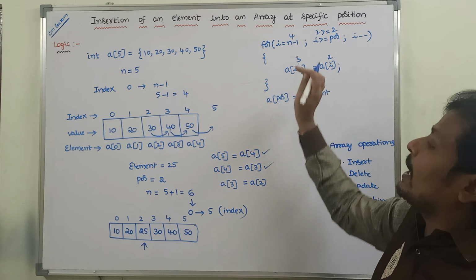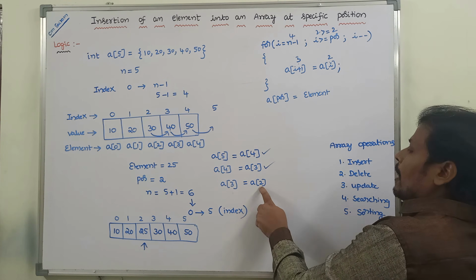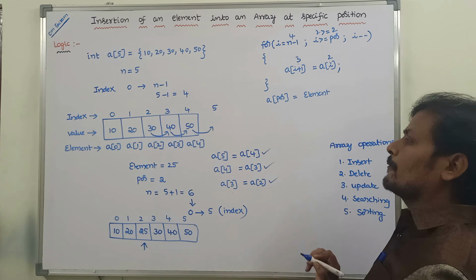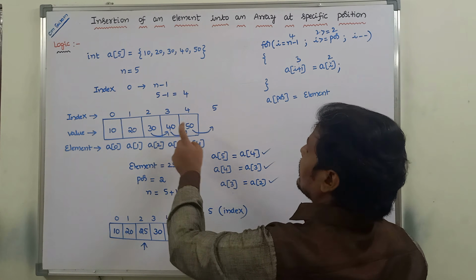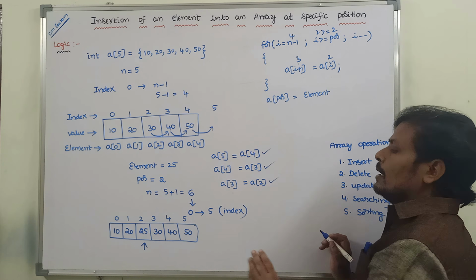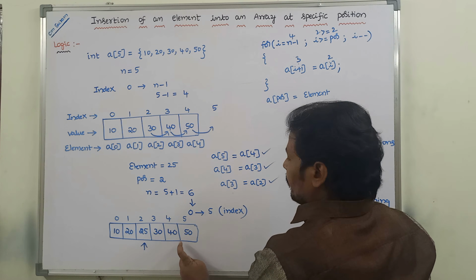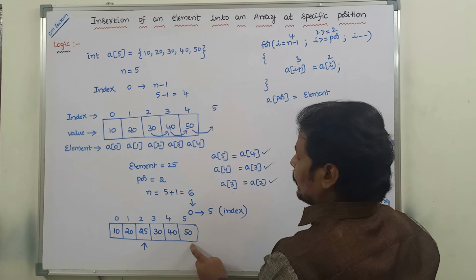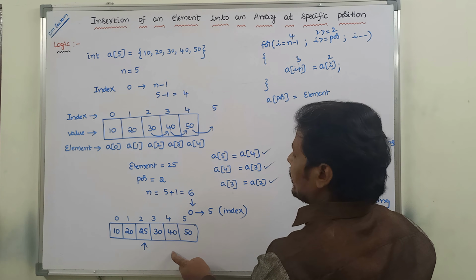A of 2 can be assigned to A of 3. Okay. So A of 4 can be assigned to A of 5. A of 3 can be assigned to A of 4.